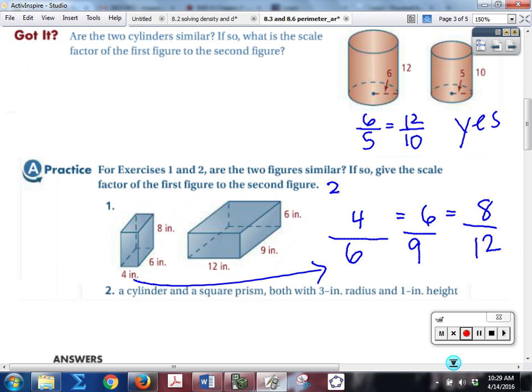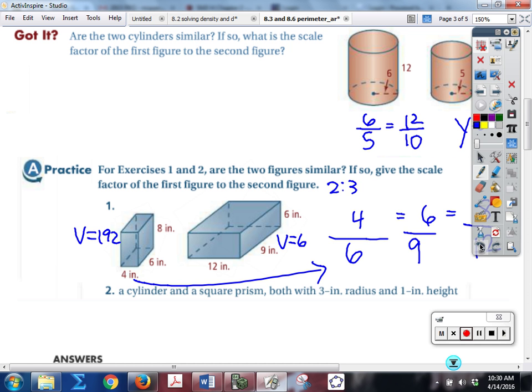Length times width times height, right? The volume of this one is what? 192. And what's the volume of this one? 648. So the ratio of the volumes, smallest to biggest, is this. What does that simplify to?